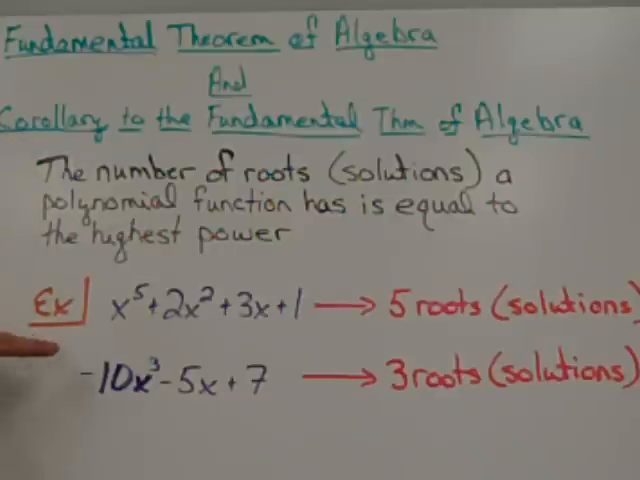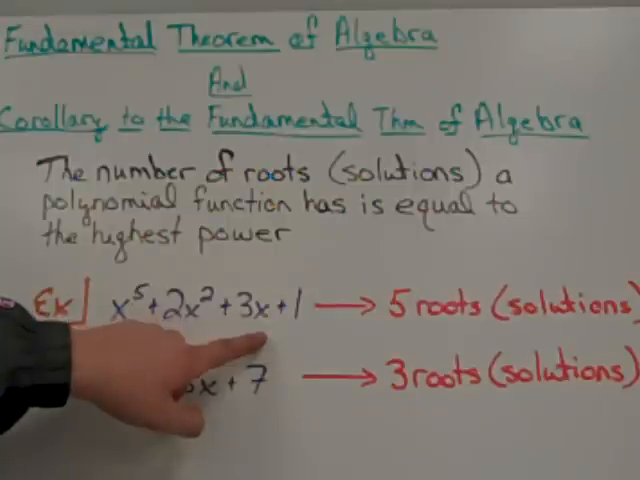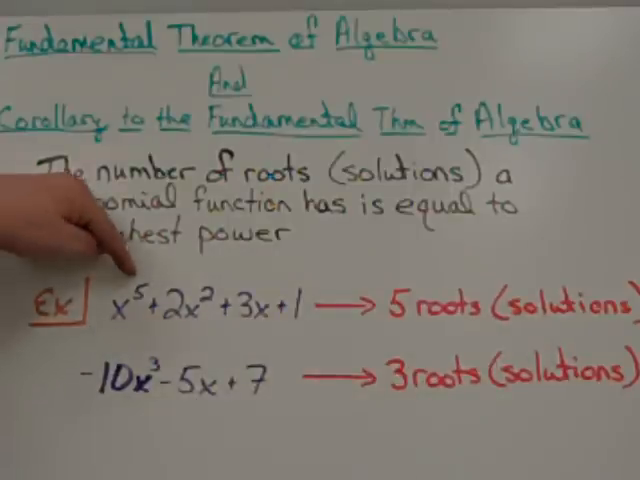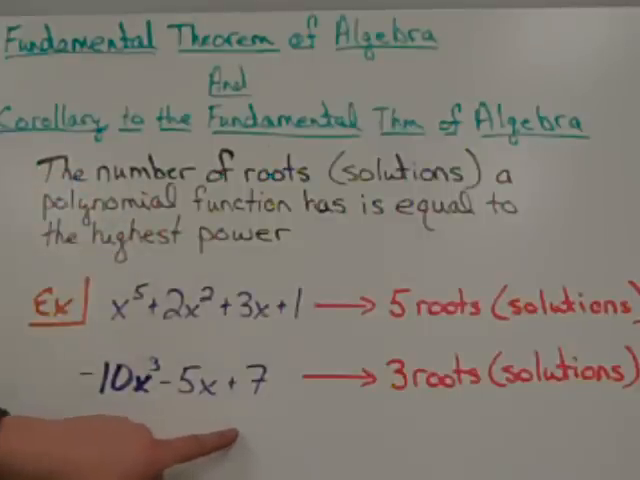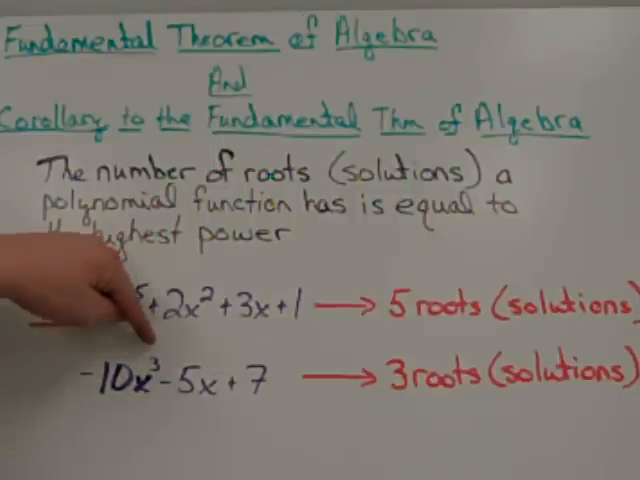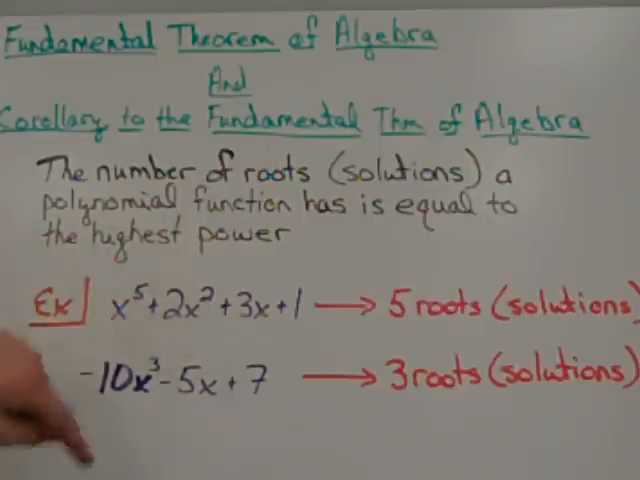For example, if you've got x to the 5th plus 2x squared plus 3x plus 1, you know that it has 5 roots or 5 solutions because the highest power is 5. Or if you're given negative 10x cubed minus 5x plus 7, you know that it has 3 roots or 3 solutions because its highest power is a 3.